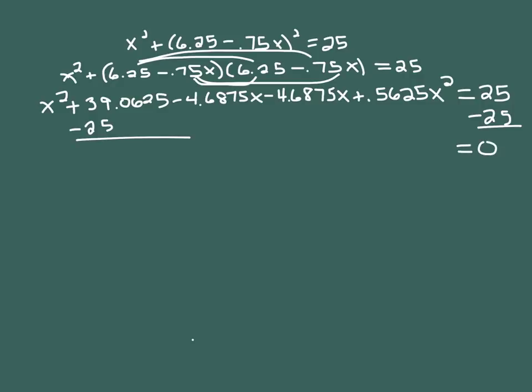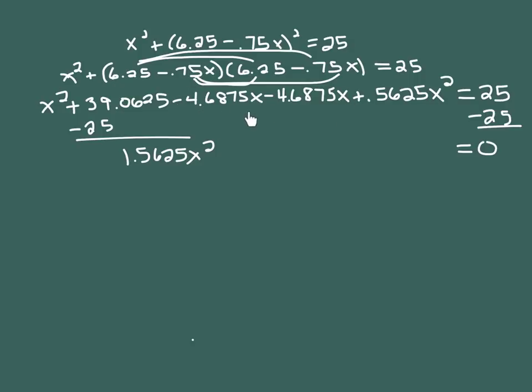And now I'm just going to combine my like terms. So let's see, we have x squared, which combines with the 0.5625x squared. So that'll give us 1.5625x squared. And then we can combine these two terms right here with the x's on them.